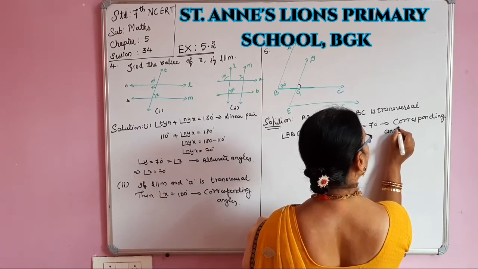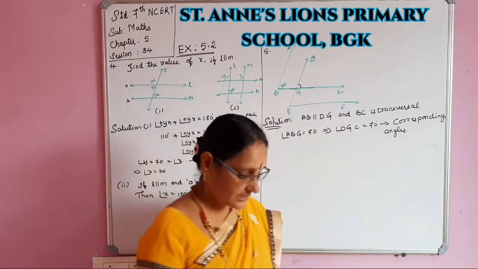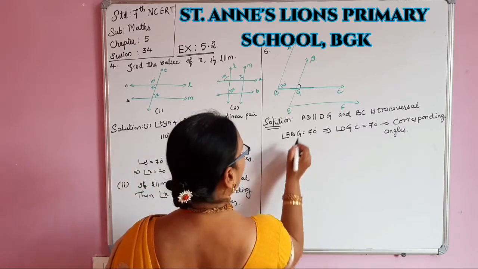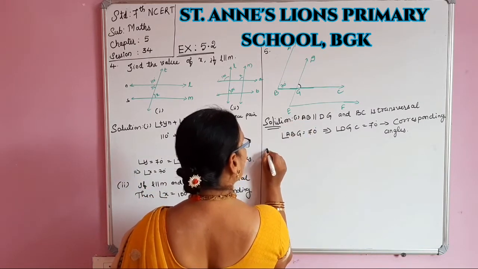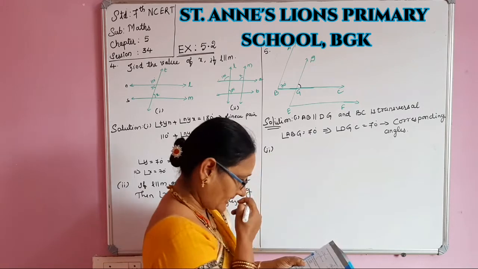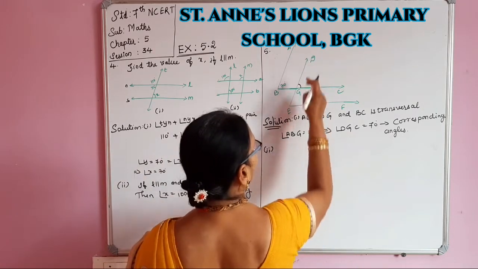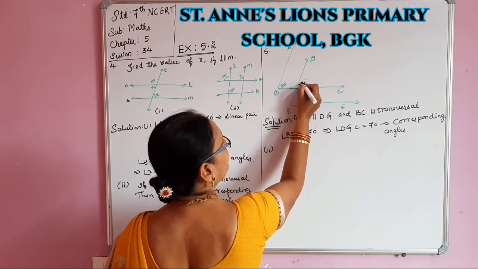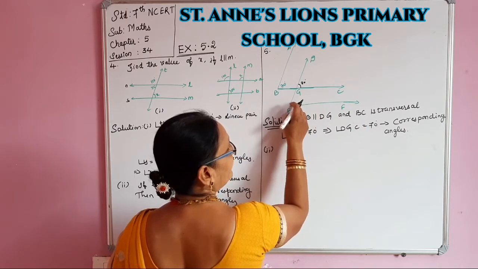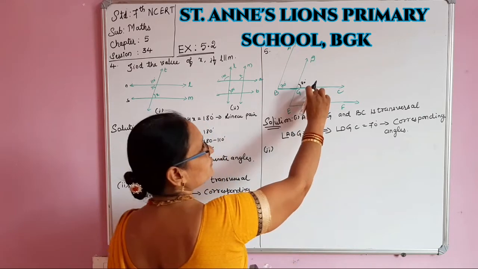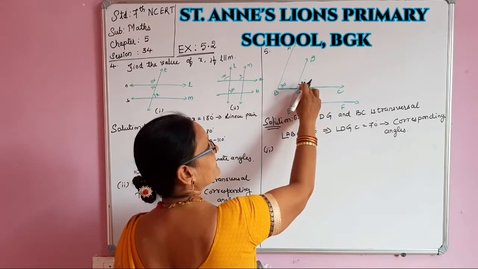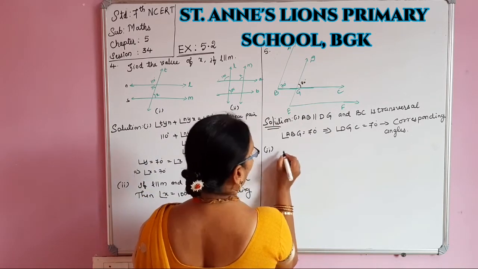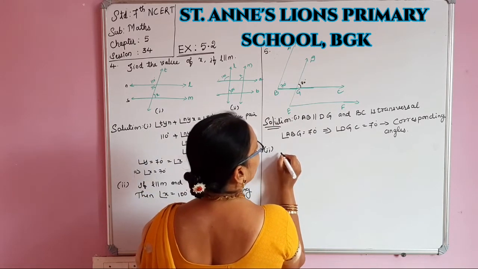So we have to use those things that we have learnt in the previous class. Next, one more we have to find out, that is the second one, angle DEF. See here, just now we got this is 70 degrees. What about this? That is also 70 degrees. Why? When these two are parallel, this angle and this angle are corresponding angles.